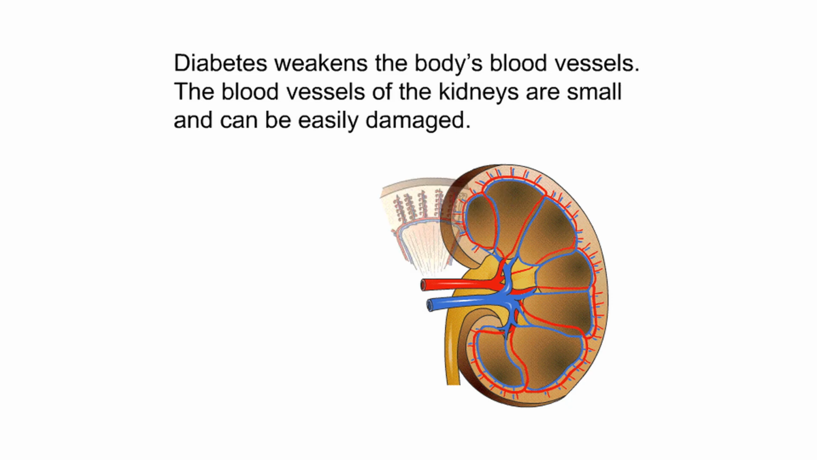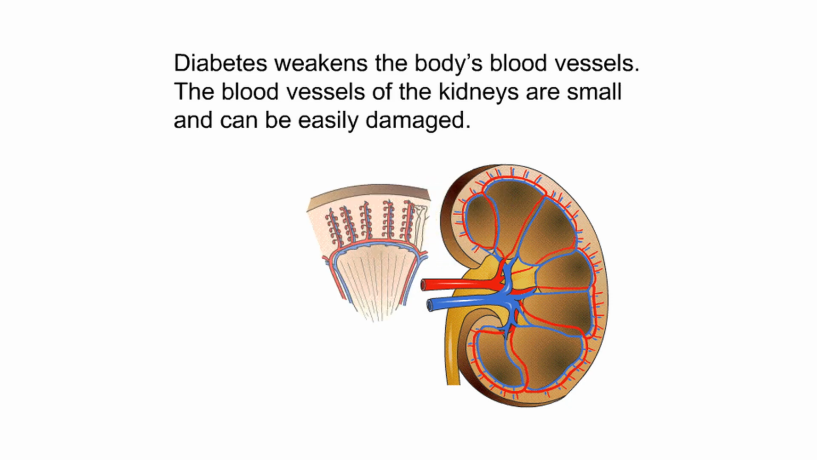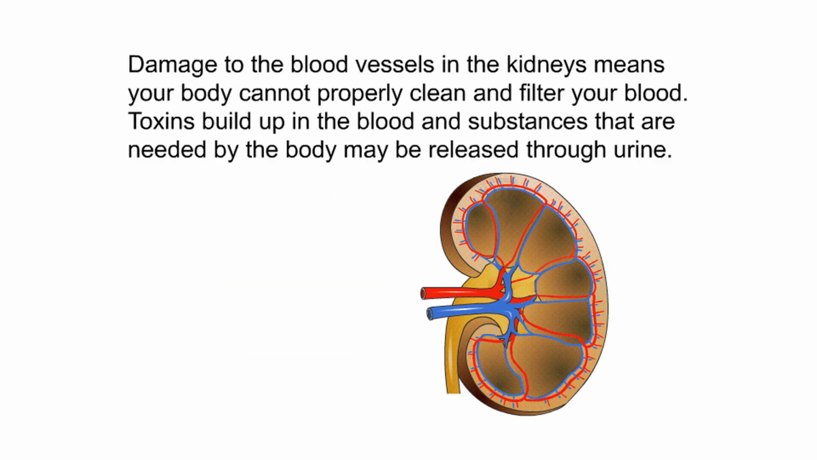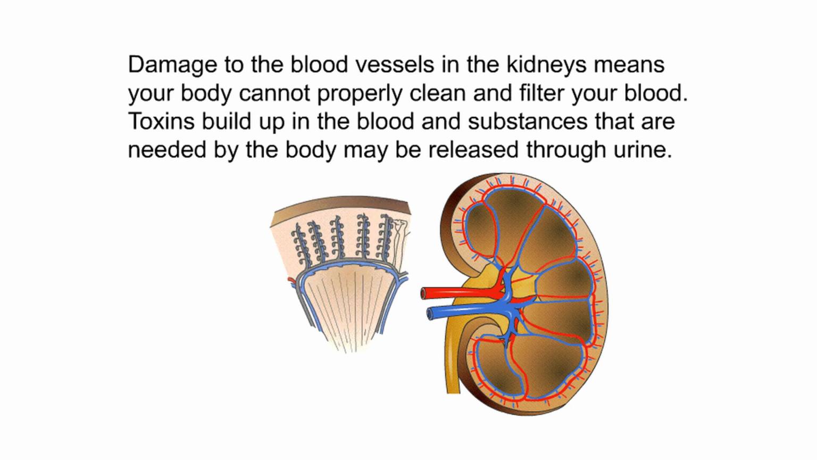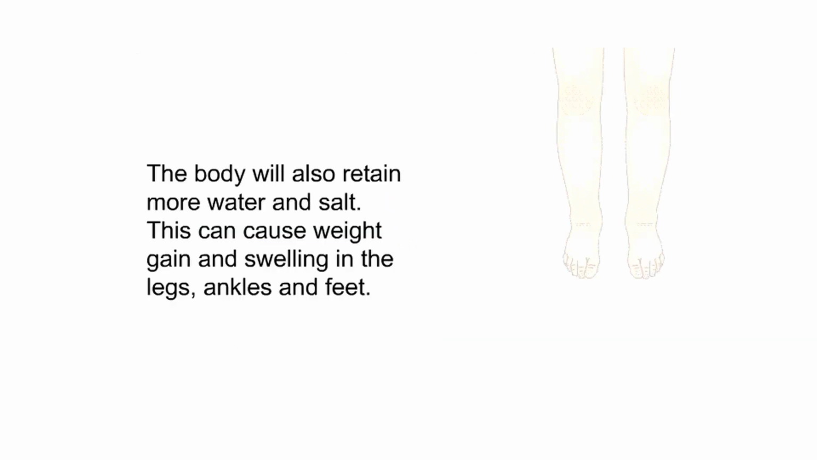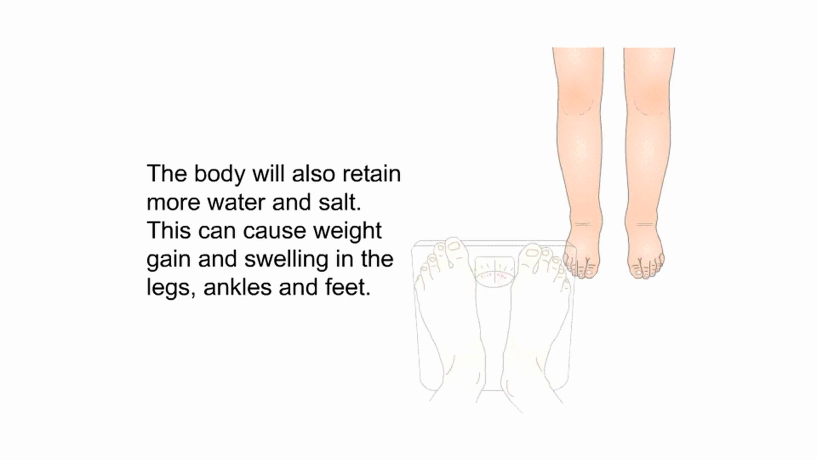Diabetes weakens the body's blood vessels. The blood vessels of the kidneys are small and can be easily damaged. Damage to the blood vessels in the kidneys means your body cannot properly clean and filter your blood. Toxins build up in the blood, and substances that are needed by the body may be released through urine. The body will also retain more water and salt. This can cause weight gain and swelling in the legs, ankles, and feet.